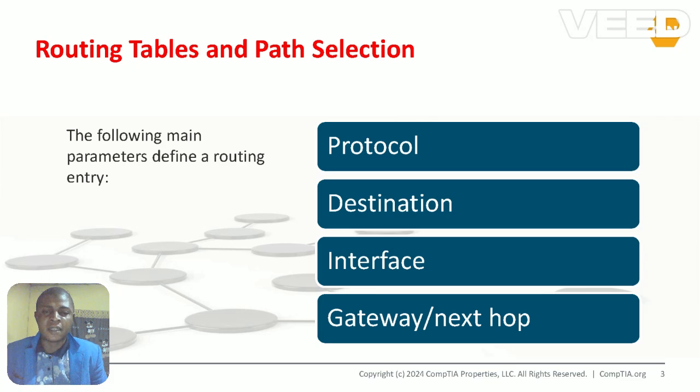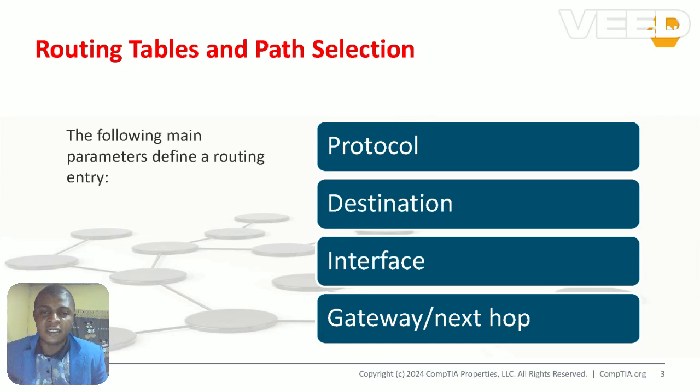Now coming to the path, it means the way it follows before it gets to the destination. You can select to follow many paths before you get to your destination, so you really want to choose the path. Under this, we have the following main parameters defining the routing entry. Number one, your protocol. Number two, your destination, the interface, and the gateway, which is the next hop. These are the four determinants of your routing table.